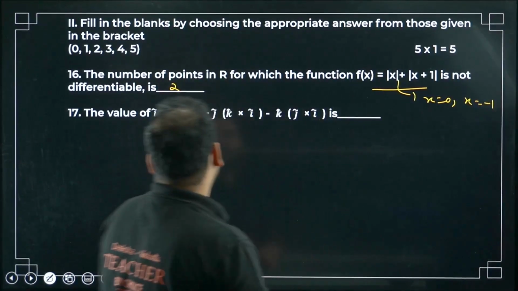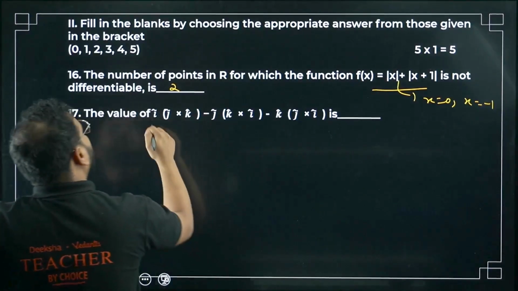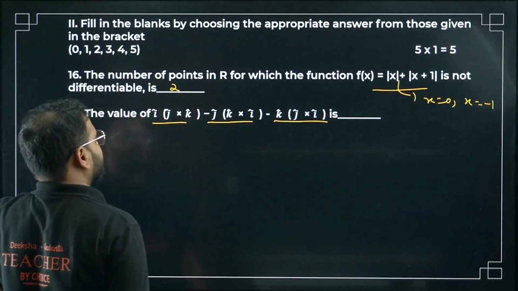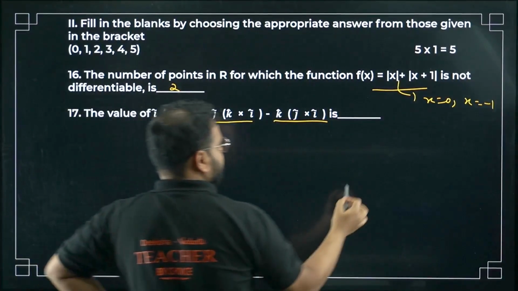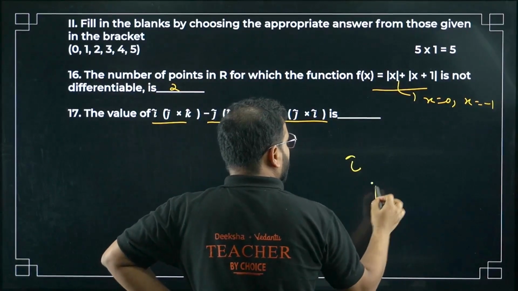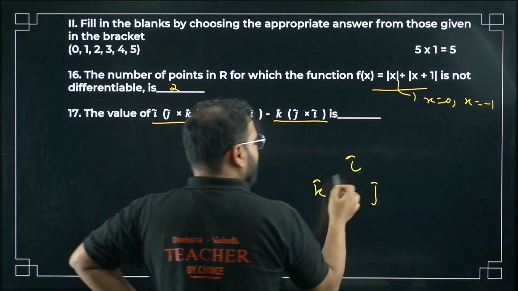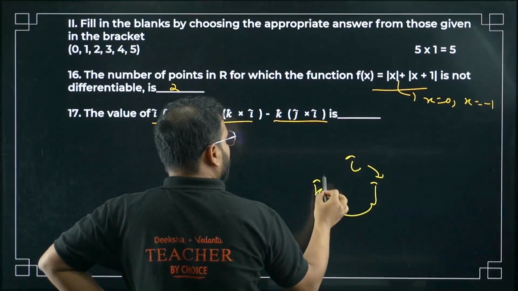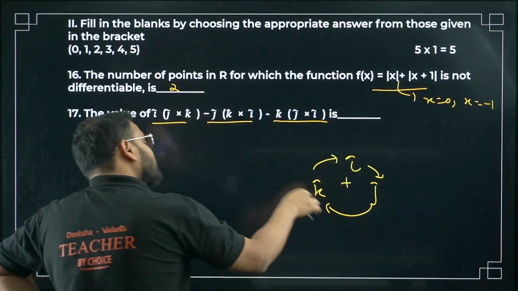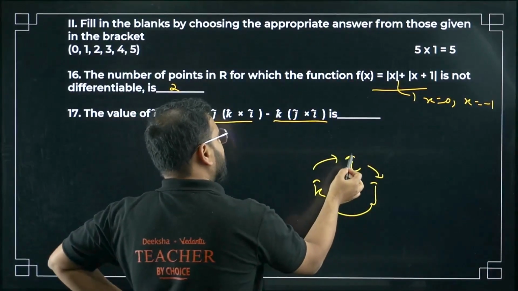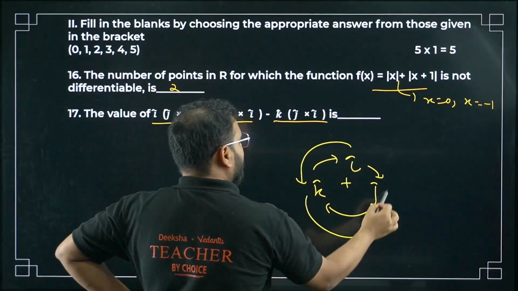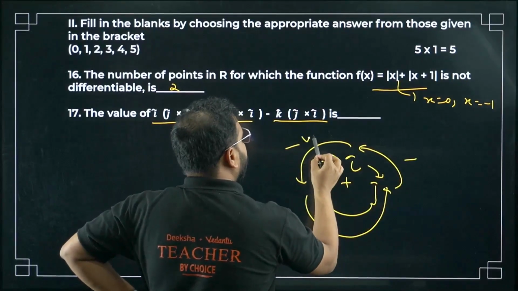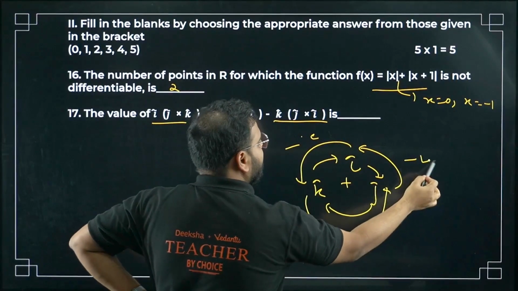So non-differentiable. The value of i dot (j cross k), j dot (k cross i), k dot (j cross i) is how much? I have taught you all of this. With i, j, k, you take the cyclic order. Going clockwise, from i to j, j to k, k to i, you get positive. If you go opposite, i to k, k to j, or j to i, you get negative.